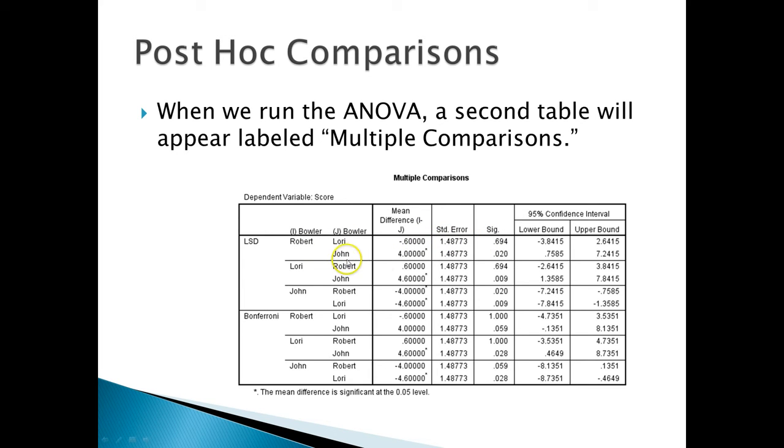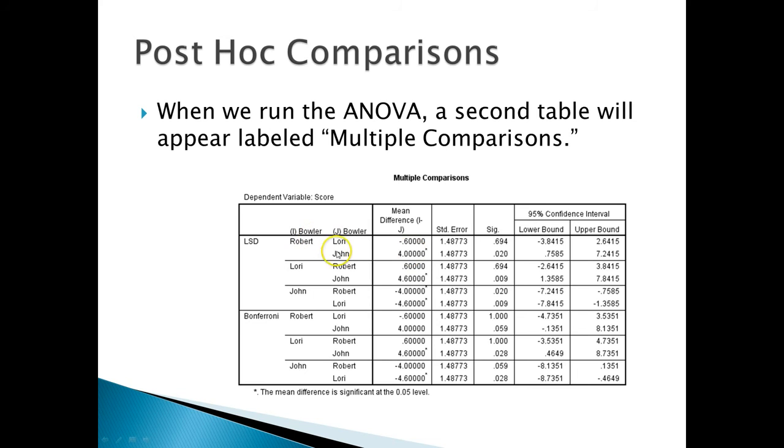Well, Robert's here, John's here. The mean difference is 4. That means that Robert's mean was 4 higher than John's. The significance level is 0.02. And the confidence interval does not include 0. So he performed at least 0.75 better than John, and his high is 7 better than John. So there was a significant difference between Robert and John's scores.